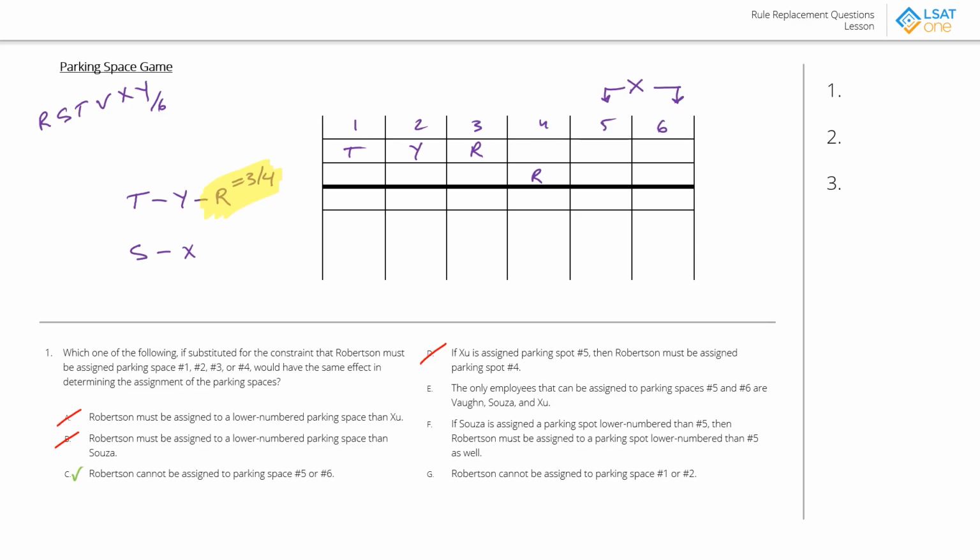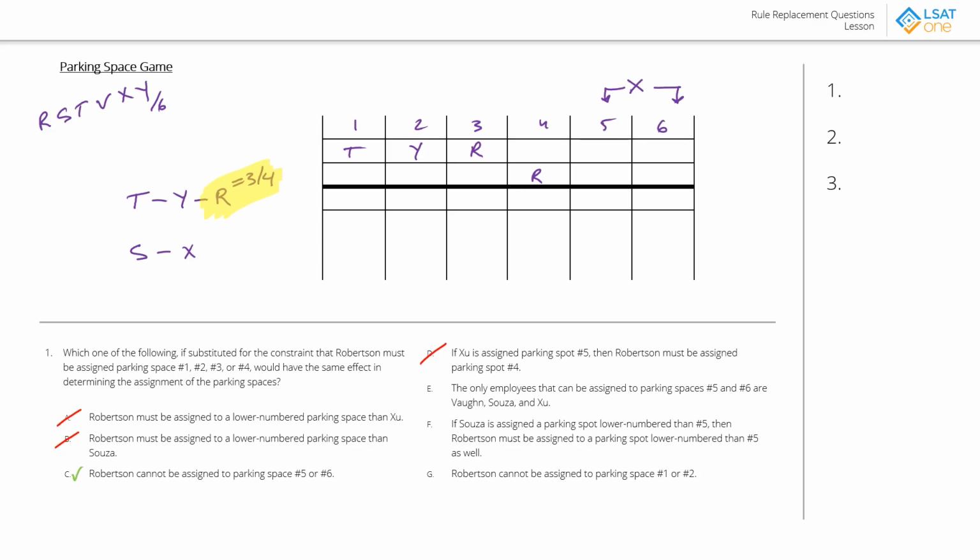Now, the other side of this, did that have to be true? Did V, S, and X, were those the only people that could go into 5 and 6? And incidentally, you'll notice that that did also have to be true as well, because we know that the other people that remain are just T, Y, and R, and T, Y, and R never could have gone into 5 or 6 anyways.